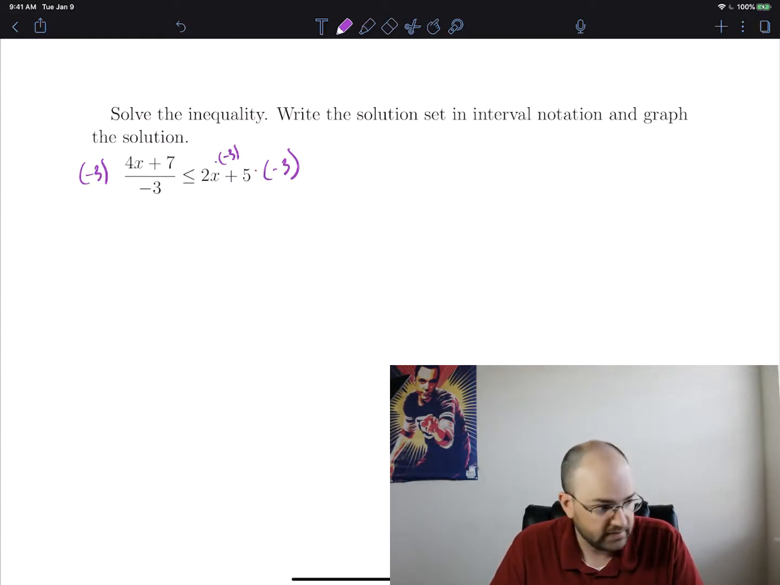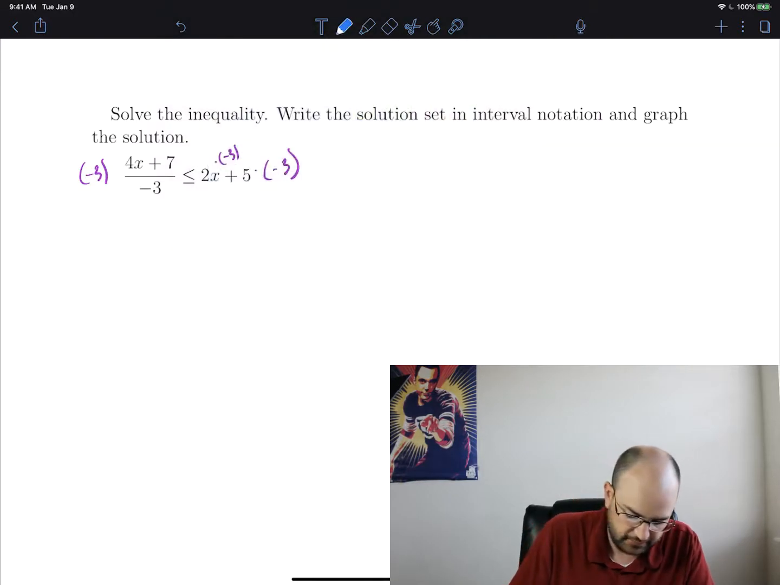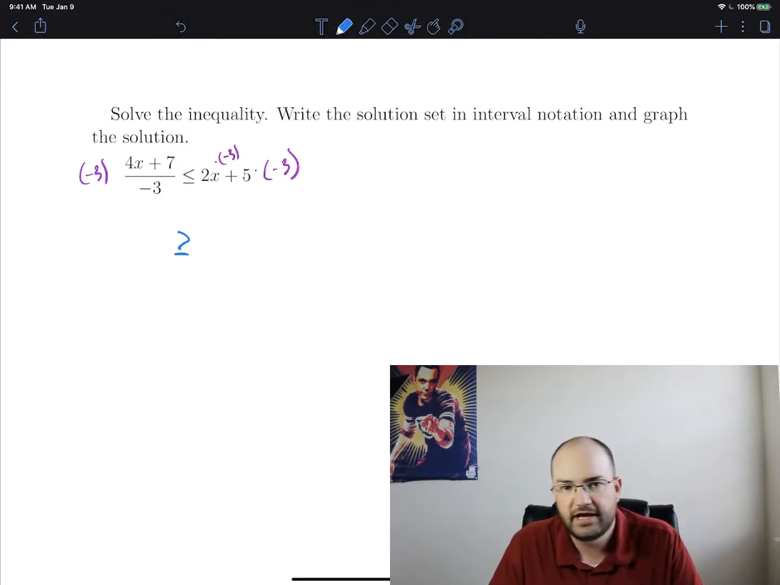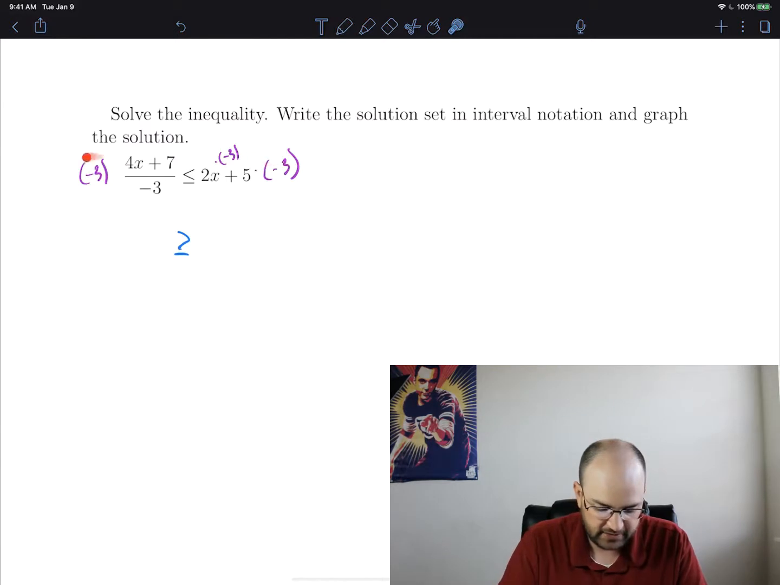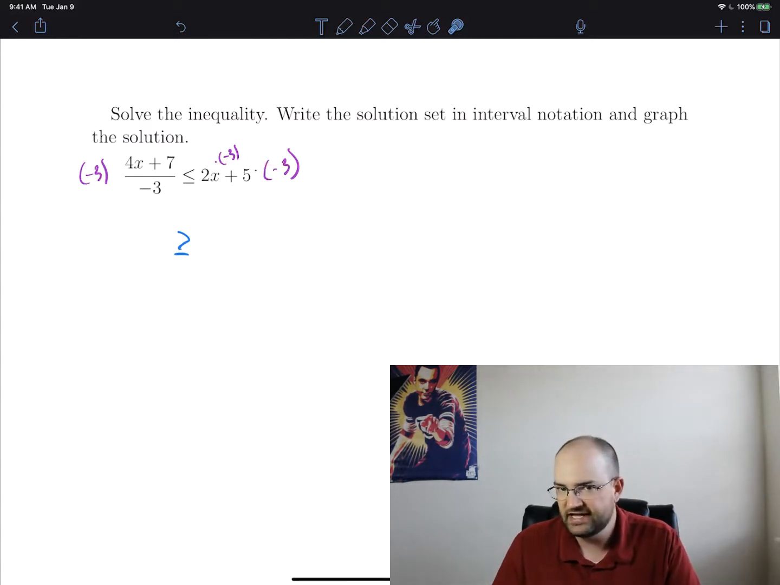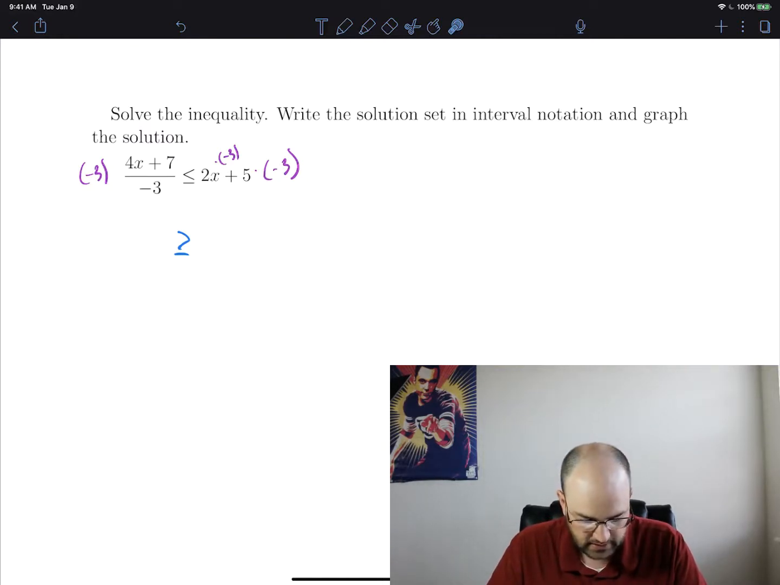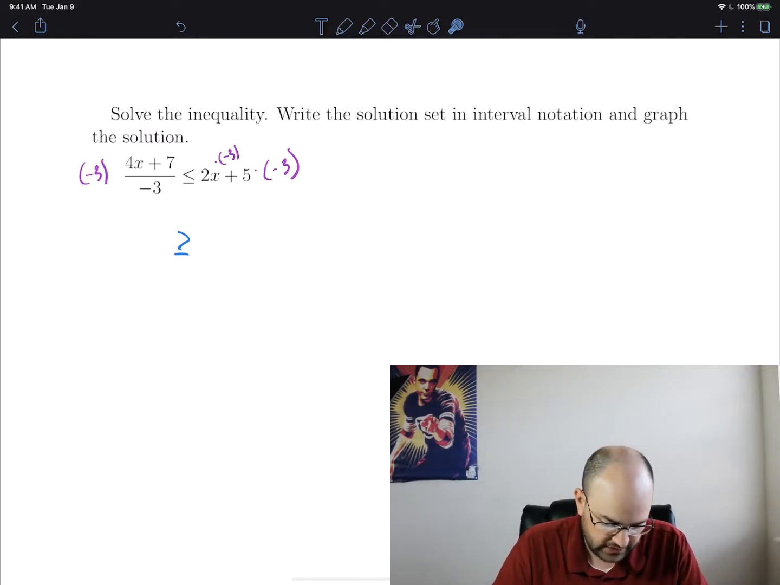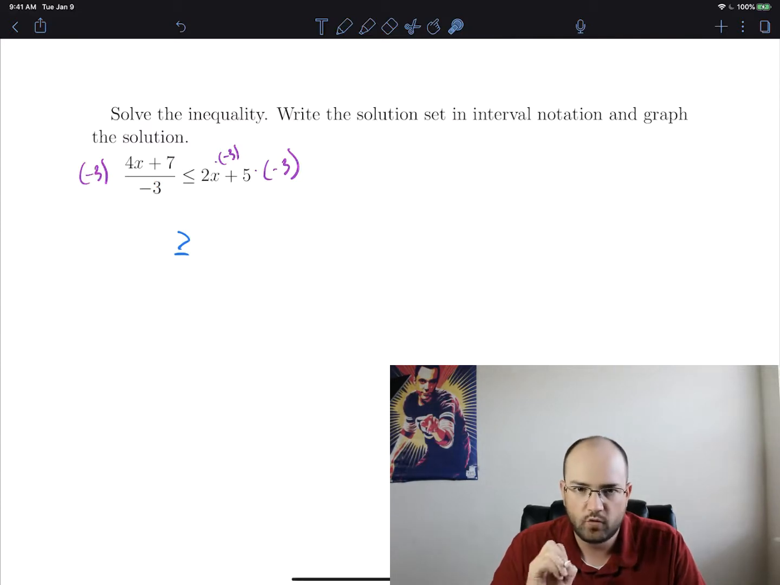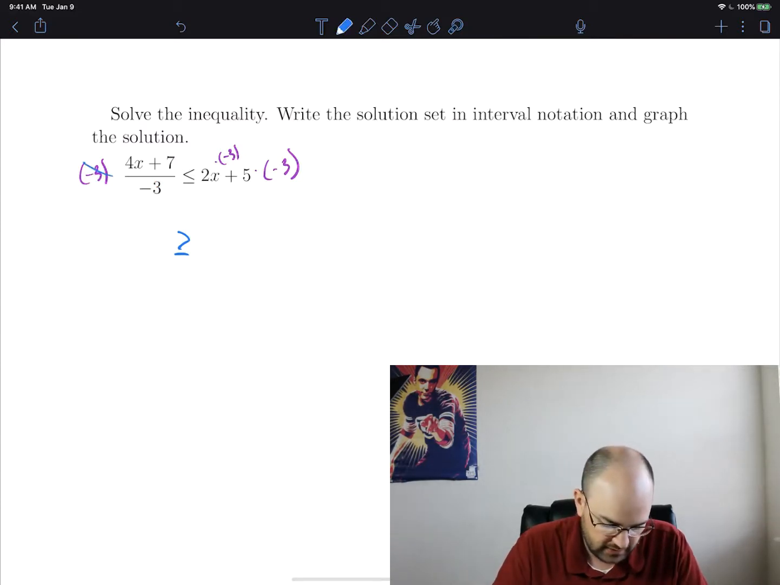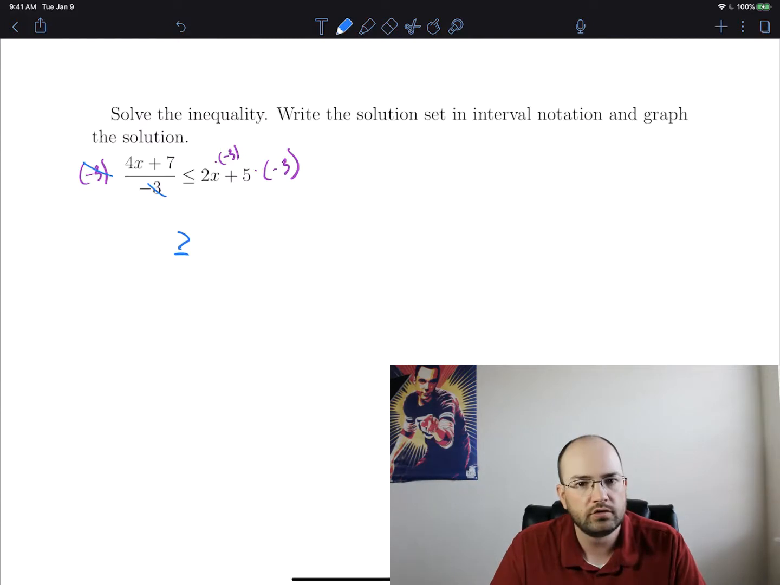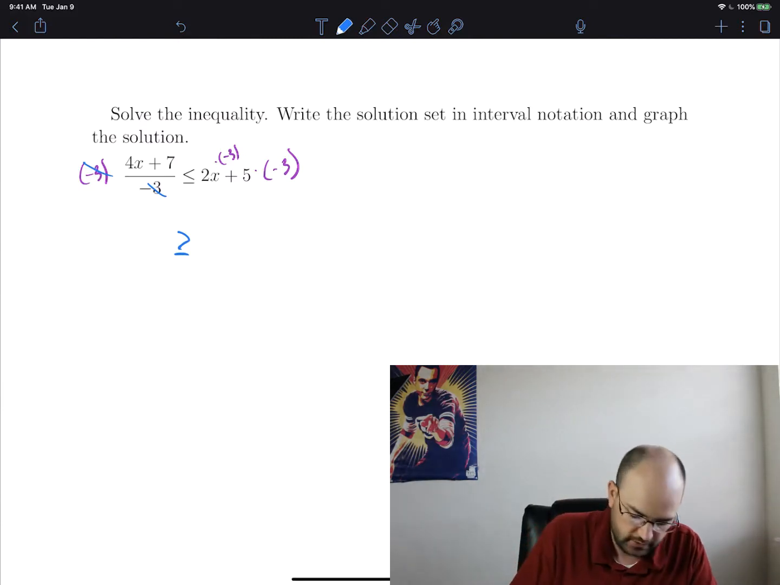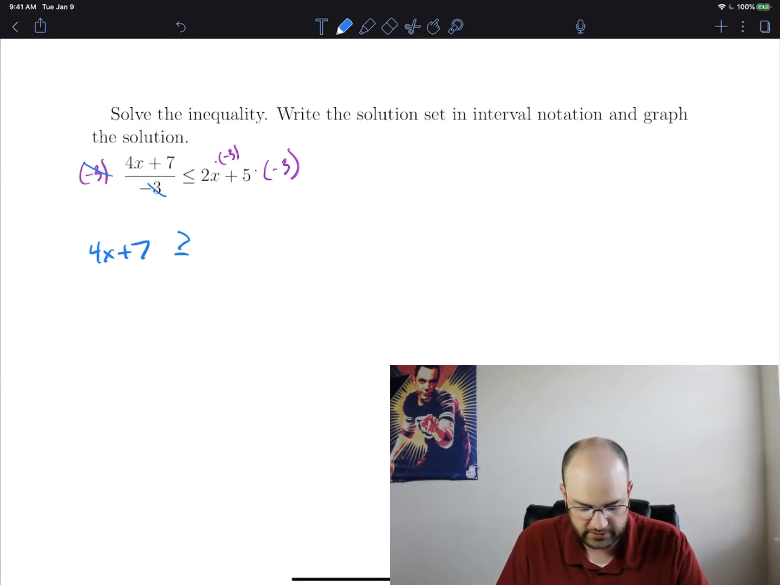Well, first of all, that tells me that I need to flip the direction of this arrow, because I'm multiplying everything by -3, both the left-hand side and the right-hand side, by a negative. At this point, notice that -3 divided by -3 is +1. Effectively, these two things cancel each other, and all you're left with there is the numerator of 4x + 7, and then greater than or equal to, and then whatever the right-hand side becomes.